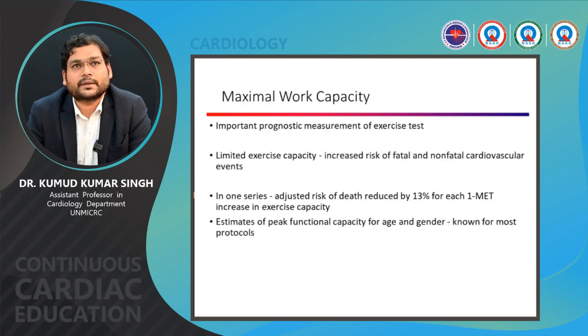So maximal work capacity is an important prognostic measurement of the exercise test. With limited exercise capacity, there is increased risk of fatal and non-fatal cardiovascular events. In one series, the adjusted risk of death reduced by 13% for each 1 MET increase in the exercise capacity. It estimates the peak functional capacity for age and gender, known for most protocols.